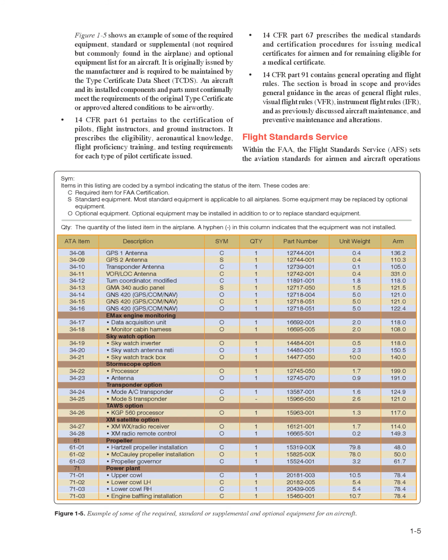CSCCCSOCO. OO. OOO. OO. CO. O. OO. COC. CCCC. 1111111111. 11. 111. 11. 1. 1. 11. 111. 1111. 12,744 to 001, 12,744 to 001, 12,739 to 001, 12,742 to 001, 11,891 to 001, 12,717 to 050, 12,718 to 004, 12,718 to 051, 12,718 to 051. 16,692 to 001, 16,695 to 005.